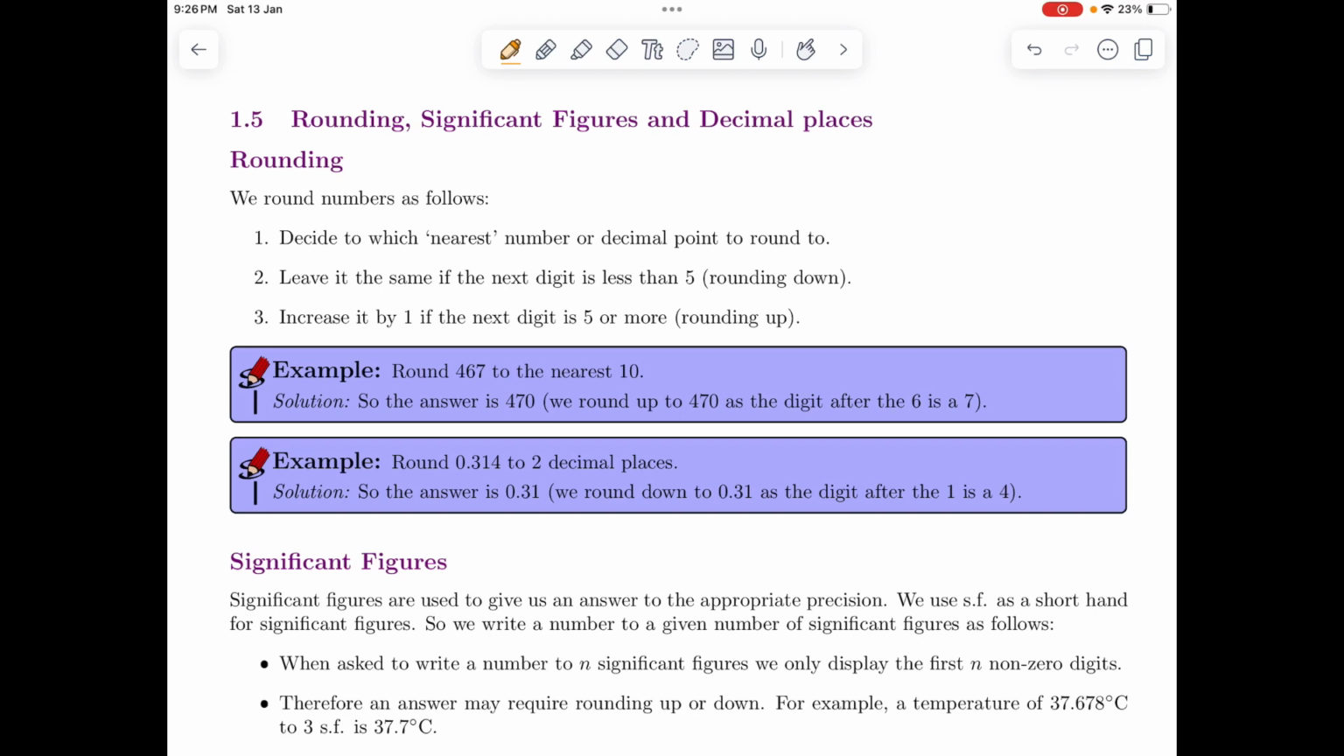Leave it the same if the next digit is less than 5. So if it's less than 5, you can leave it the same because it's closer to the first number. So we have a number, let's say 13, and we have 14. If it is 13.4, it's closer to 13. Okay, so we don't do anything, and if it's 13.6 or 13.7, it's closer to 14. So that is common sense. Increase it by 1 if the next digit is 5 or more than 5.